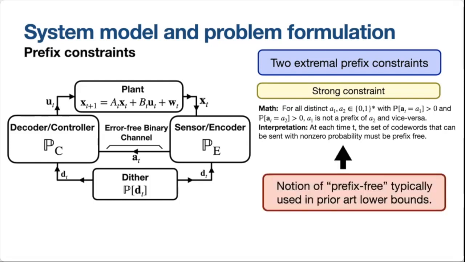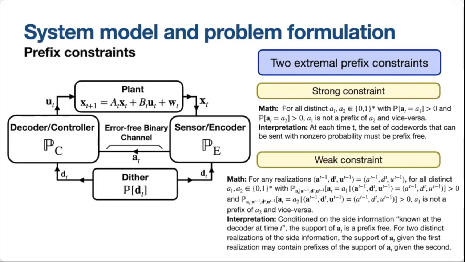Note that this is the notion of prefix-free that's typically used to establish lower bounds in literature. Note that at any time t, the encoder and the decoder have a lot of common knowledge, like the realization of the dither sequence, but also the past code words that have been transmitted. This leads us to consider a relaxed prefix constraint. We'll call this relaxed constraint the weak constraint.